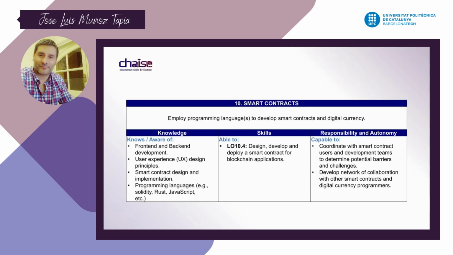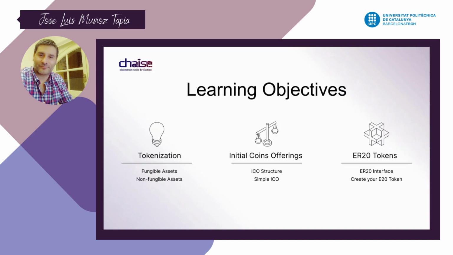This is Module 10, and it is about smart contracts. After this module, we hope that you are able to understand and use smart contracts in your distributed applications. The learning objectives of this lesson are: first, define the concept of tokenization and see what we can tokenize, mainly fungible and non-fungible assets. Then define special tokens that are used for funding companies, and see the phenomenon of ICOs. Finally, see the ERC20 standard, and we will create our own ERC20 token.